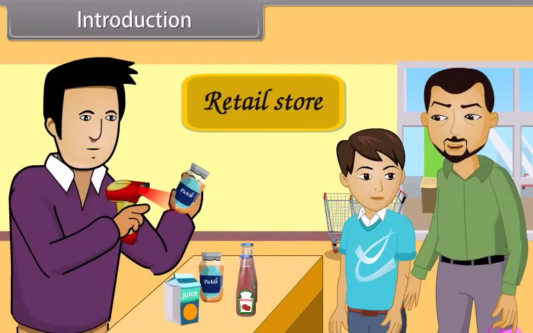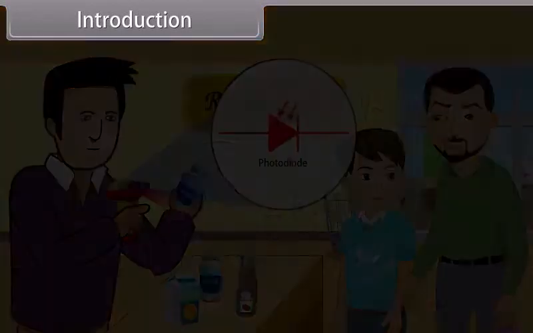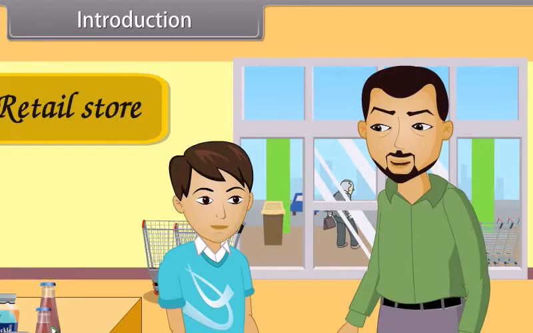Son, it is a barcode scanner and works on the principle of a photodiode. A light source emits light on the object, and the reflected light is sensed by the photodiode, which produces electrical signals accordingly. It is an application of semiconductor electronics. Okay, Father. I got the answer to my question and I want to know something more about semiconductor devices.